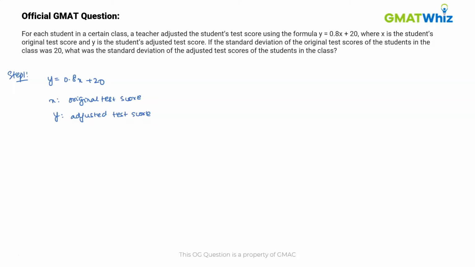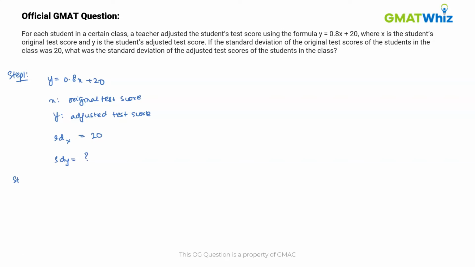We are given that the standard deviation of the original test scores of the students in the class was 20. So the standard deviation of the original scores, which is for variable x, is equal to 20. We have to find out the standard deviation of the adjusted test scores of the students in the class. So we have to find out SD of y.